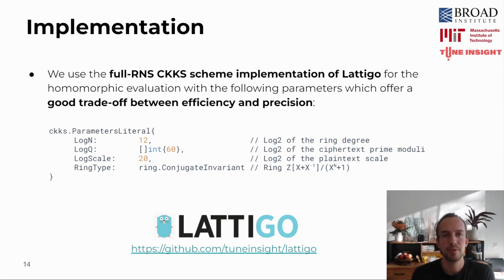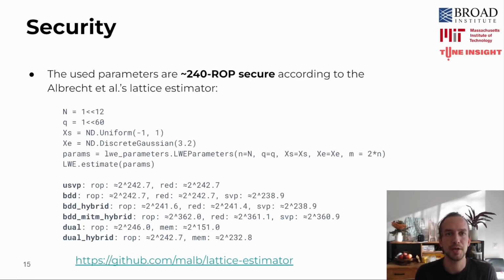We implemented our solution with the Lattigo library and used the CKKS scheme. As you can see, we were able to use very small parameters, as only one prime was required to evaluate our solution circuit. There is also a twist. We instantiated the CKKS scheme over the conjugate invariant ring, and we'll give additional details about it in a few moments. But before that, a few words about the security of our parameters.